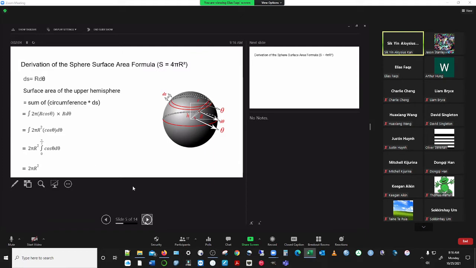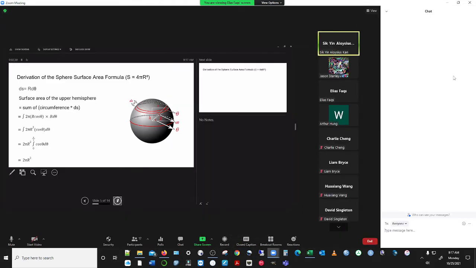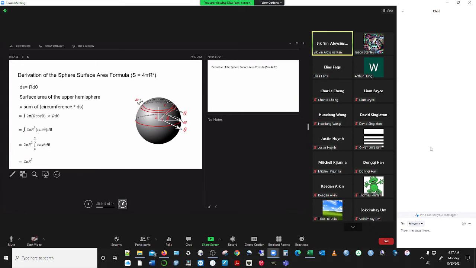So the surface area of the upper hemisphere is equal to the sum of circumference times ds. Circumference is equal to 2 pi r. So we can integrate 2 pi times R times cosine theta times R times d theta. By some calculation, we can get 2 pi R squared, but remember, we have just calculated the surface area of the upper hemisphere, so we need to multiply it by 2, which is equal to 4 pi R squared.